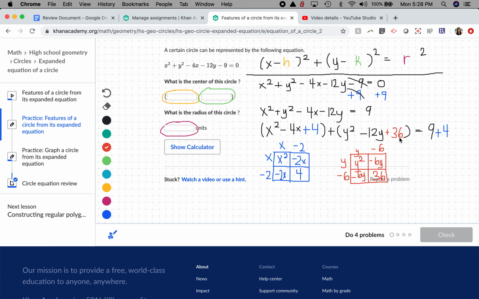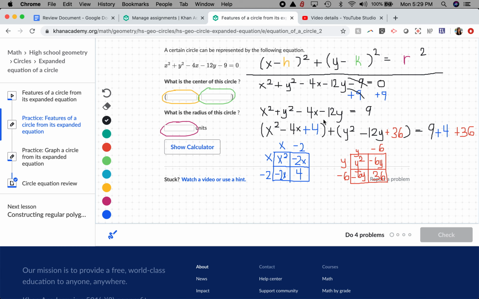Now remember, our goal this whole time was to create two perfect square trinomials, because the only way we're going to get to standard form is if we can factor them out as a square of binomials. Now because we added 36 on the left side of the equation, we have to balance it out and add 36 on the right side of the equation as well. Right. So let's go ahead and simplify now.